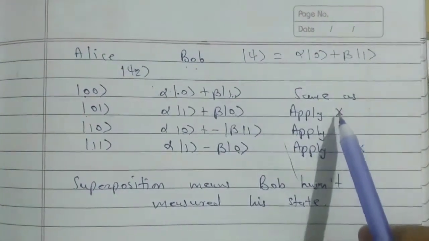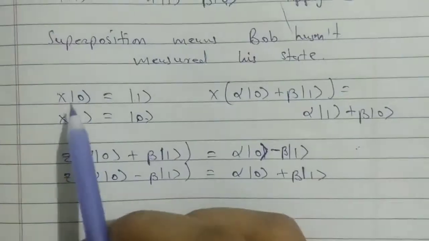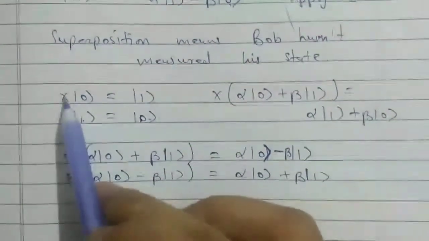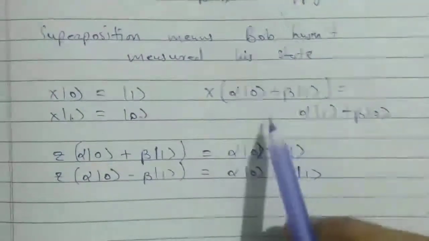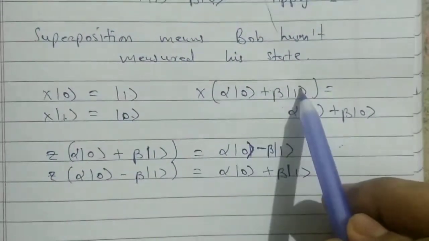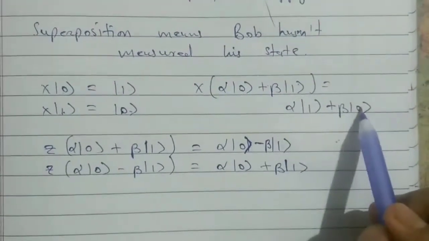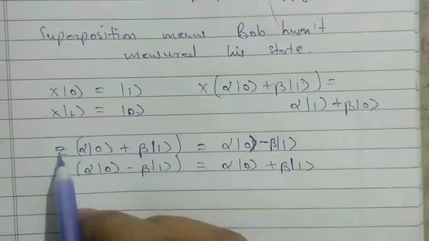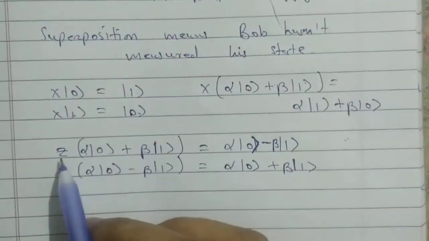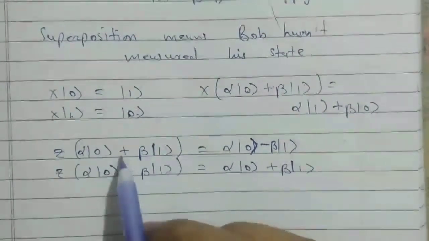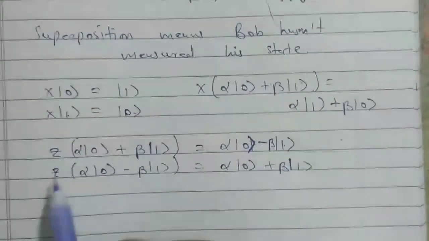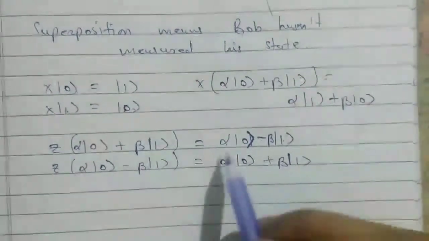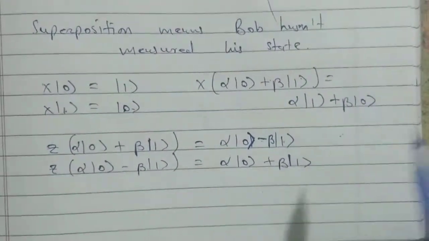What does the X gate do? X is a bit flip operator, so X of 0 will be 1 and X operating on 1 will be 0. So X of alpha 0 plus beta 1 will be alpha 1 plus beta 0. Now Z is a phase changing operator, so Z of alpha 0 plus beta 1 will be alpha 0 minus beta 1, and Z of alpha 0 minus beta 1 will be alpha 0 plus beta 1.